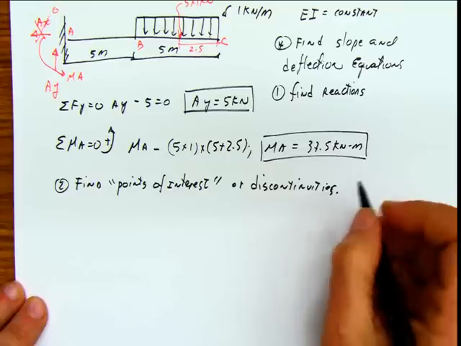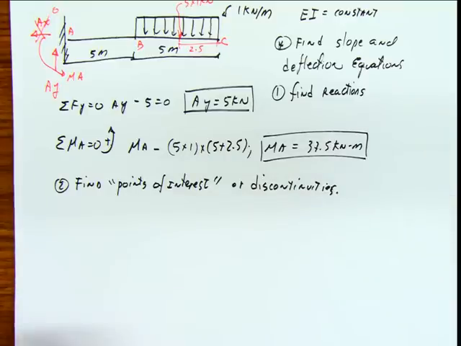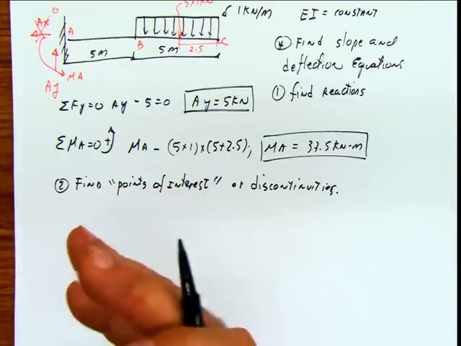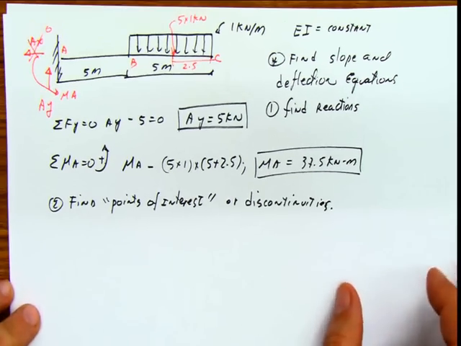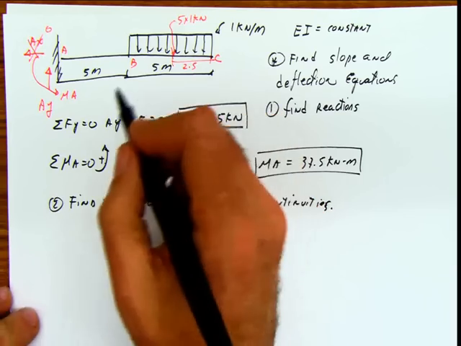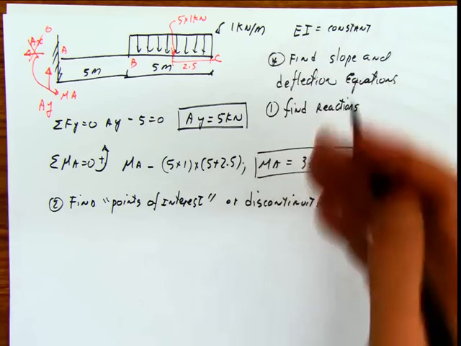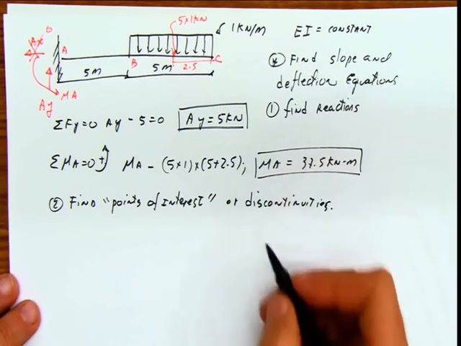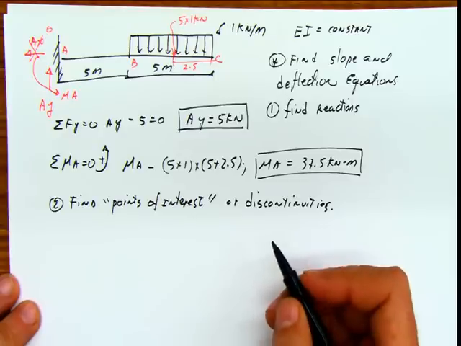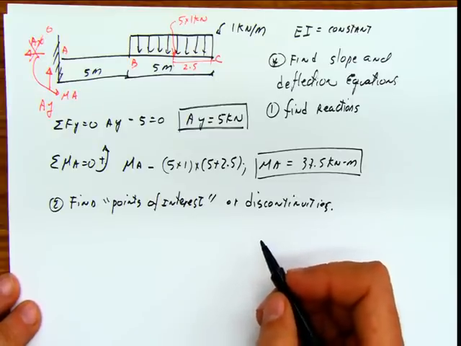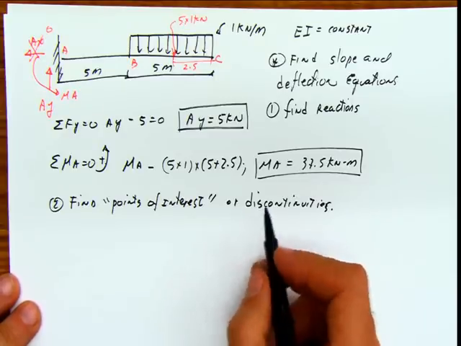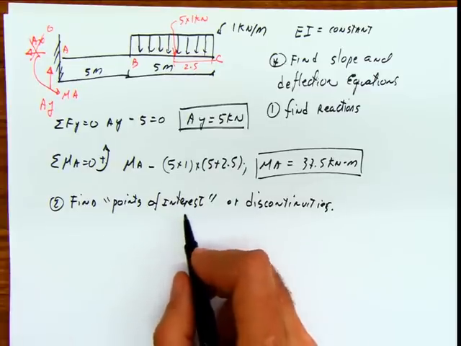And those discontinuities are no other thing than the same things that we used to look for in the shear moment diagram. Those parts where we're going to be doing sections that we can use for calculating our requirement of deflection and slope.